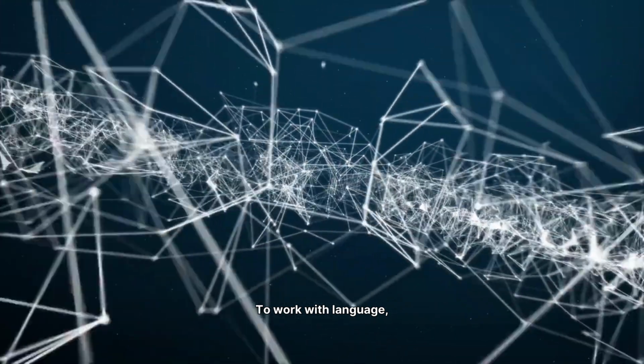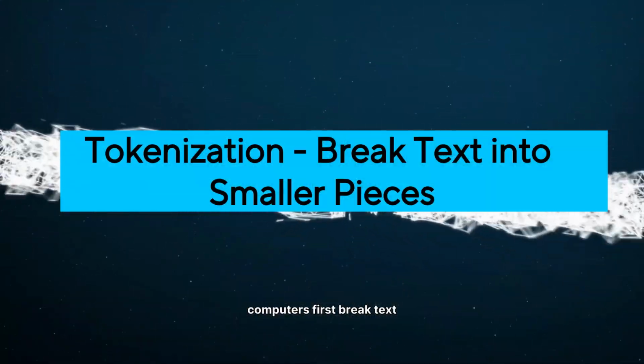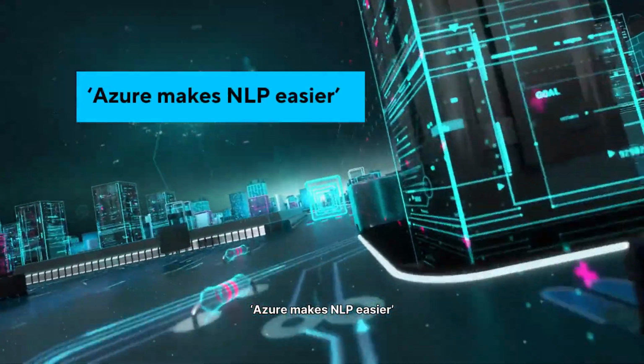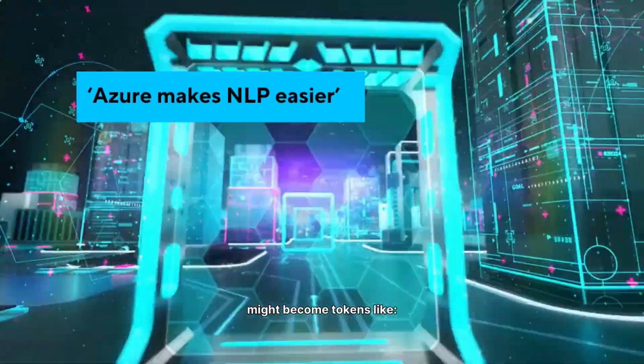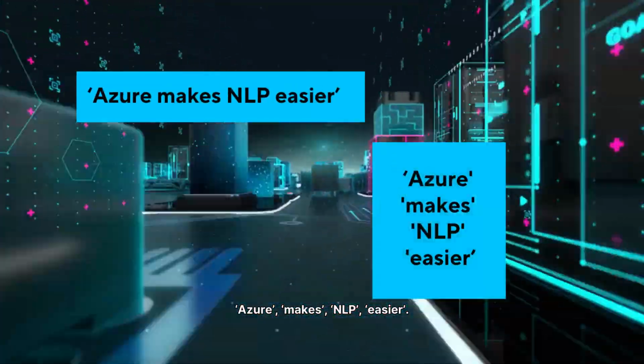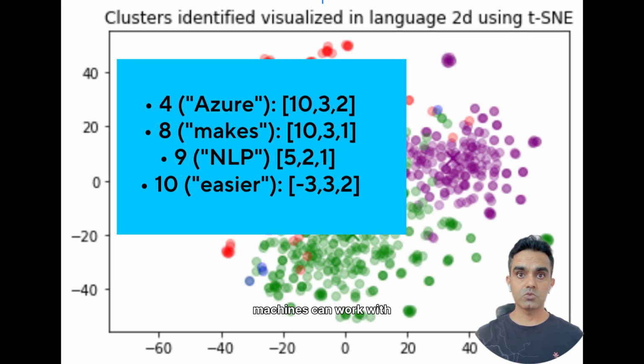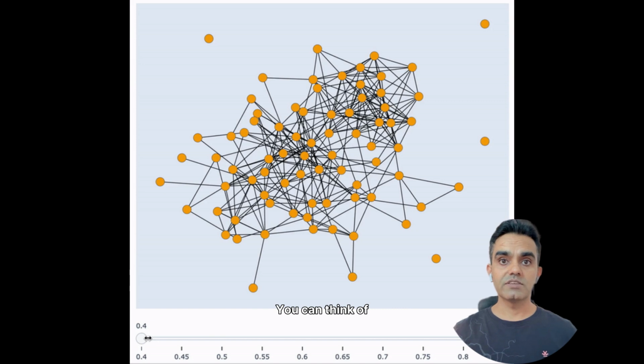To work with language, computers first break text into smaller pieces called tokens. Tokenization is the process of splitting a sentence into words or subwords. For example, the sentence "Azure makes NLP easier" might become tokens like "Azure", "makes", "NLP", "easier". Next, those tokens are turned into numbers, so machines can work with them. One modern way is using embeddings, vector representations of words or sentences. You can think of embeddings as placing words in a high-dimensional space, where similar words are closer together.